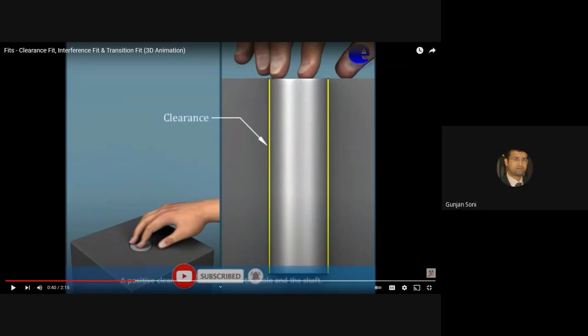Anyone else? Where else? The shaft rotating in a bush. Hmm. I couldn't get you. Shaft rotation in a bush. So we can say one bottom line of this would be that we want a clearance fit where there is a requirement of relative movement between the parts, and no force should be required to do this assembly. Or under the force of gravity itself, this assembly should be accomplished, right?